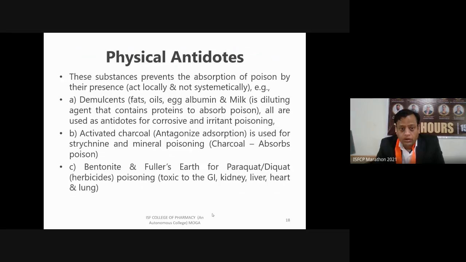So activated charcoal is used for strychnine and mineral poisoning. For the treatment of strychnine and mineral poisoning, we use activated charcoal, so they adsorb the poisonous substances. Bentonite and fuller's earth are used for paraquat poisoning. Paraquat is generally toxic to the gastrointestinal tract, kidney, liver, heart, and lungs, so it also produces different types of toxicity.